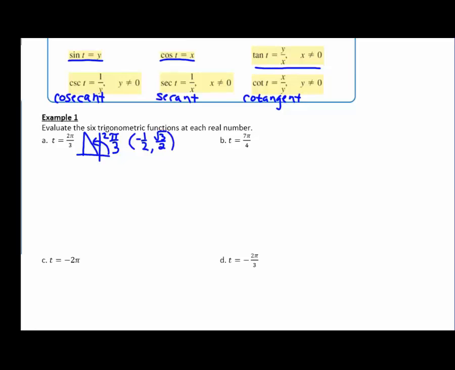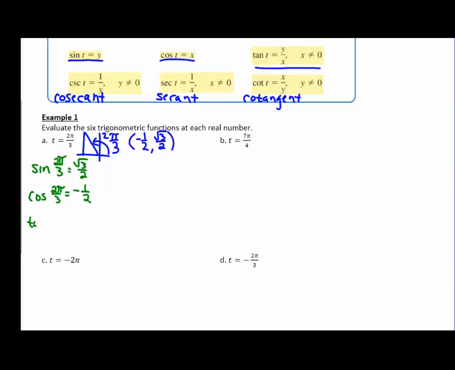So now I can go ahead and take those and use those in the 6 trig functions. So I'll start with sine. So the sine of 2 pi over 3 is going to equal the y value of my coordinate, so square root of 3 over 2. My cosine of 2 pi over 3 is going to equal the x value, so -1/2.